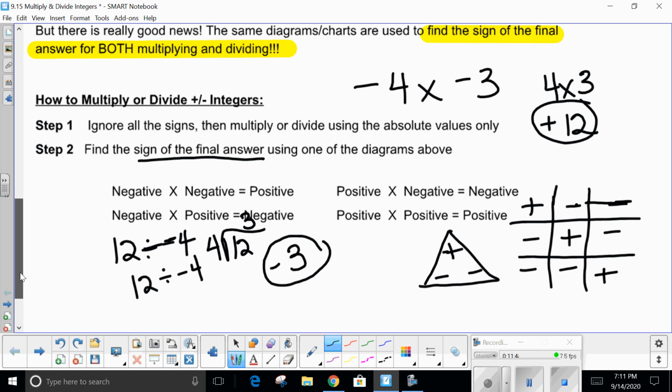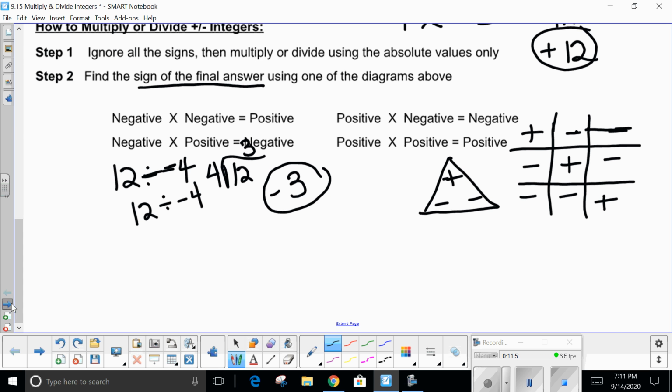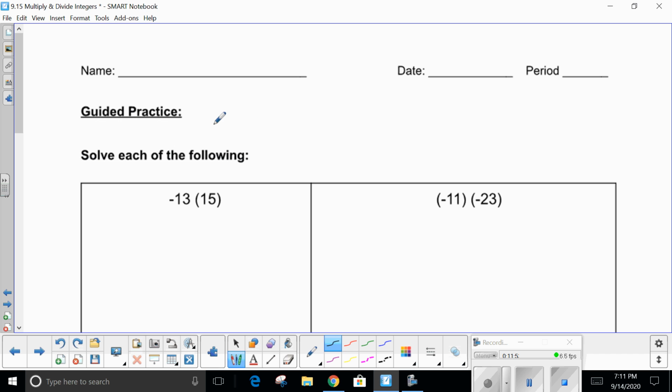Okay, now this should just be a review. So let's look at some more problems and get some practice. So for our guided practice, what we should do is write down one of our memory devices. So again, if you like to use Sleepy Mouse, you can. I prefer to use the triangle just because it's a little easier to draw. And then we have a plus sign in the top, and a negative sign in each of the bottom corners. So now we look at our problem.